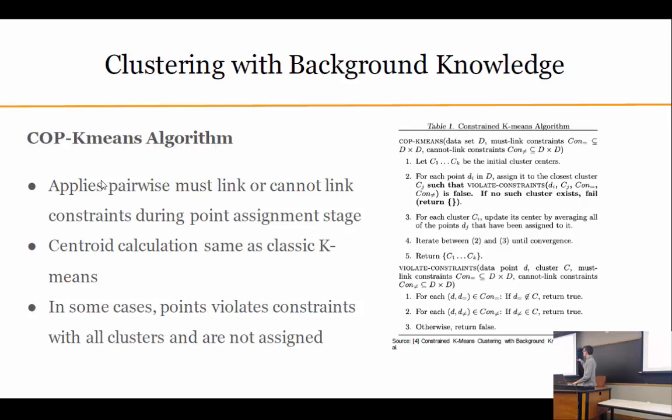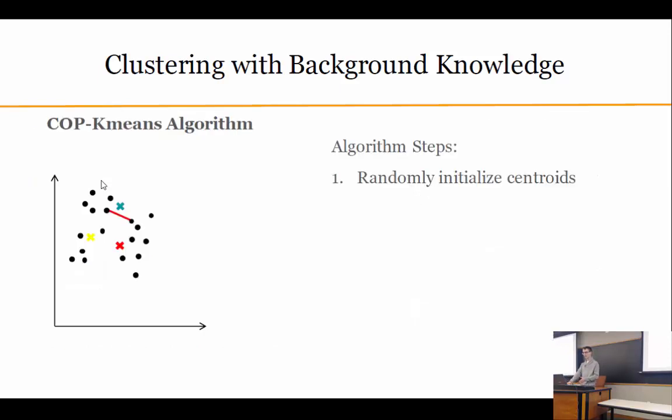One of the things about this algorithm, though, is that you can actually have some points that cannot be assigned, because if you have constraints with this point and with every other cluster in this scenario, you have to balance assigning this point to a cluster or violating a constraint. And I'll get into it again. I'll explain this a little better in these next couple slides.